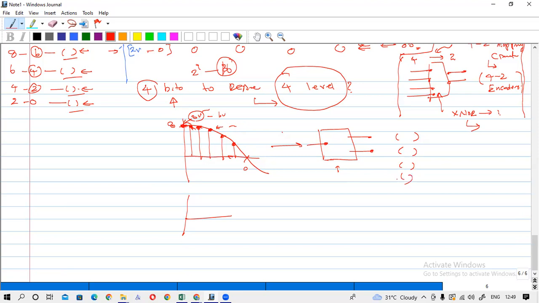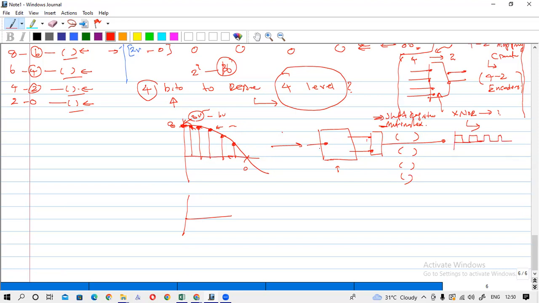Likewise, you can encode. Here again you can use parallel to serial mapping, or you can use a multiplexer here, or you can use a shift register here. We have talked about the shift register also. Then you can convert this parallel to serial, and you can get a waveform like this.